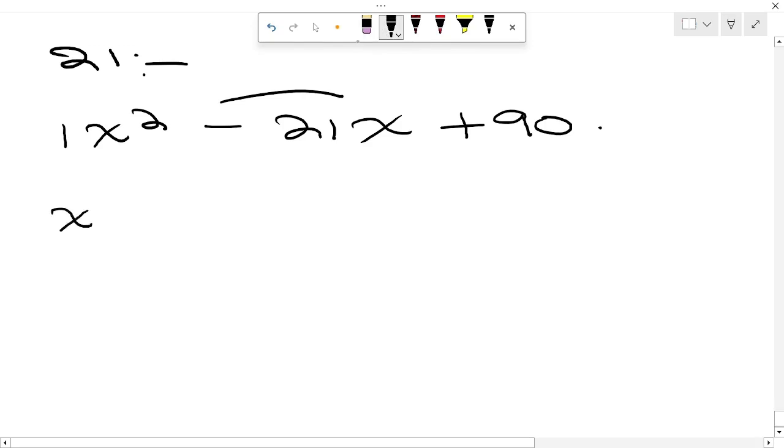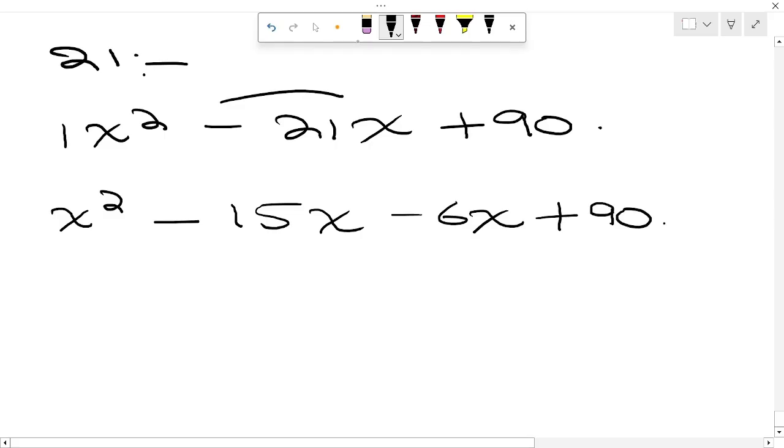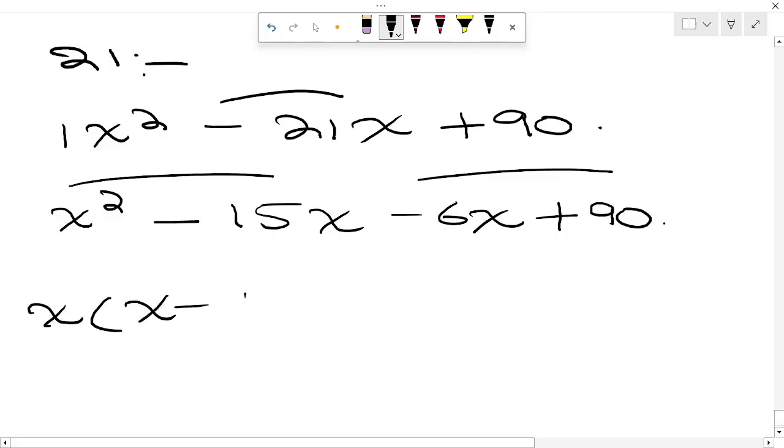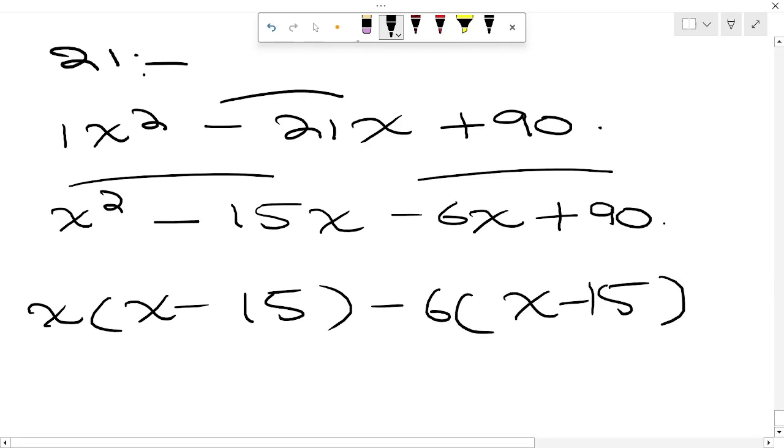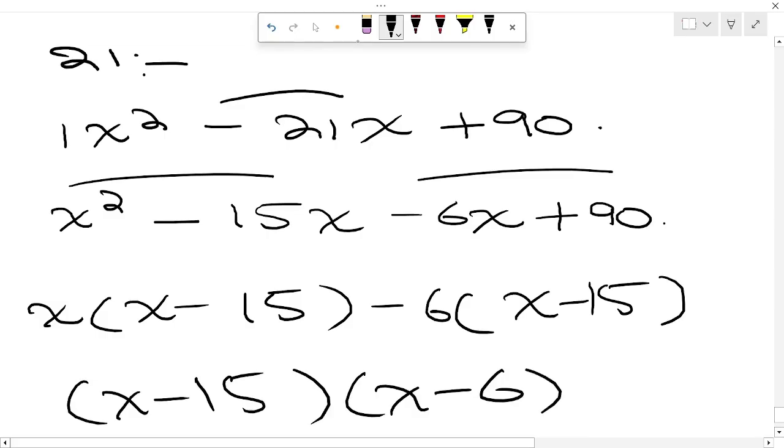So I'll just write x square, then I'll write negative 15x minus 6x plus 90. After writing that, I will just choose the common values between these four terms. So x bracket x minus 15, which results in, what does this result? This results to 6 bracket x minus 15 equals 6. So x minus 15 and x minus 6 is the answer.